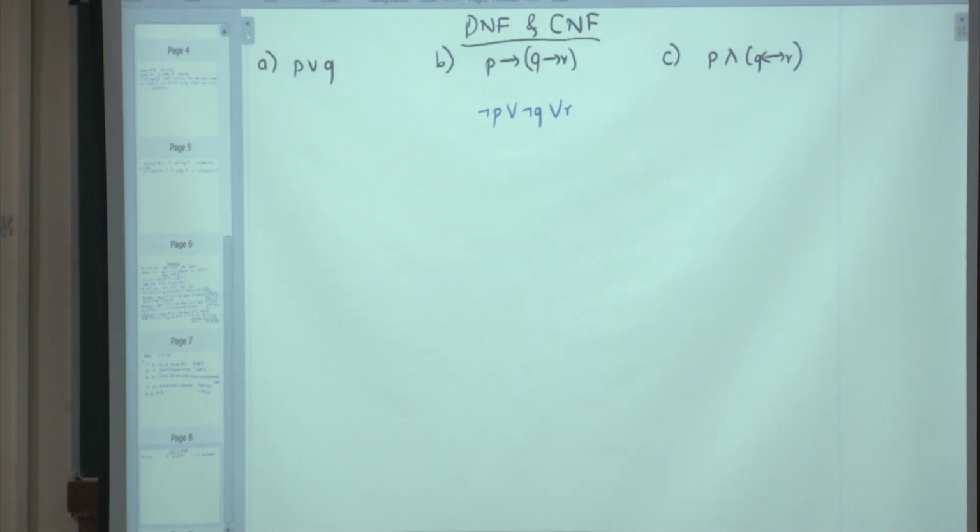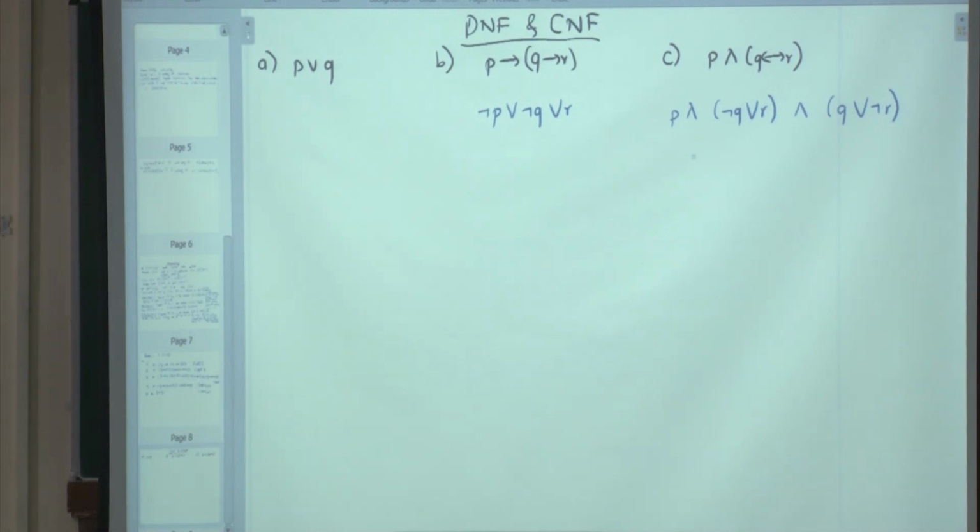Okay, then what about this P conjunction Q if and only if R? P conjunction negation Q disjunction R. Again conjunction with Q disjunction negation R. Okay, what is this? CNF. What is DNF?